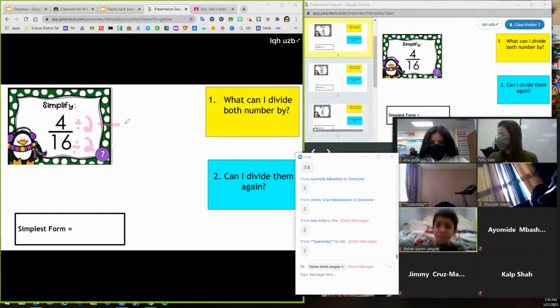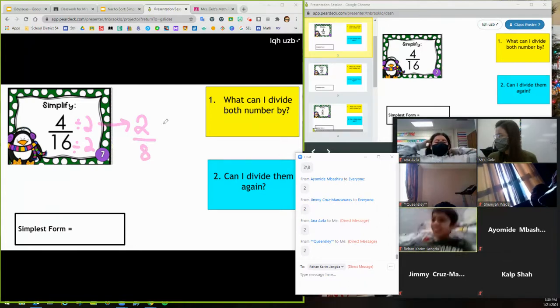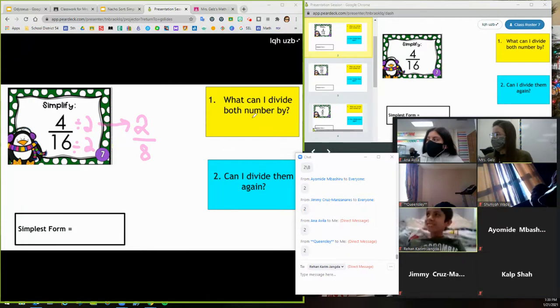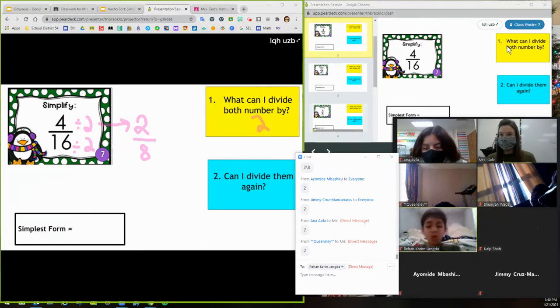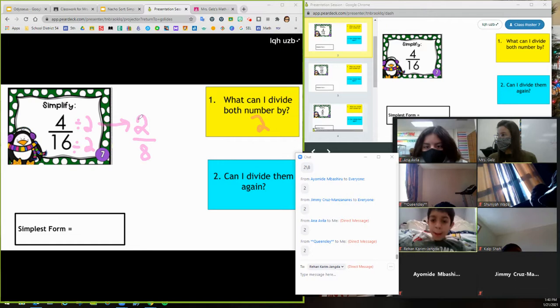4 divided by 2, I get 2. 16 divided by 2, I get 8. Okay, I asked myself that first question, I can divide by 2. Now, ladies and gentlemen, second question, we talked about this a little bit yesterday. We may have reduced it, but I don't know if we're in simplest form yet. So let's ask ourselves question 2. Can we divide it again?